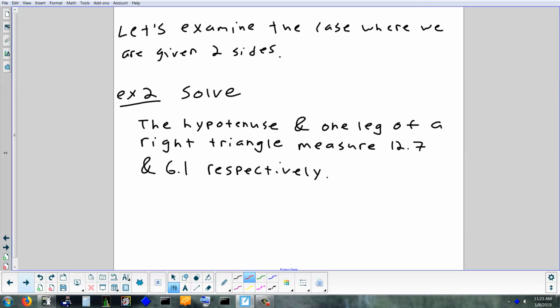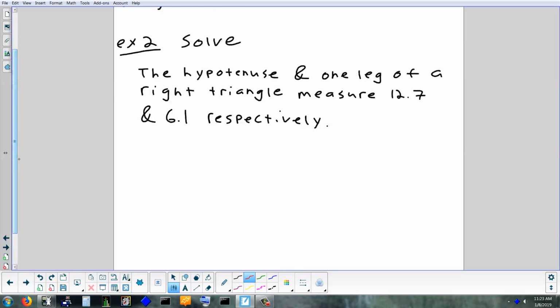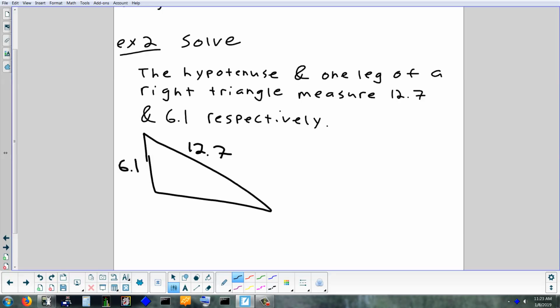The hypotenuse, if you give me 2 numbers and you say one of these 2 numbers is the hypotenuse, it's going to be the bigger one. Also, the way they say the word respectively at the end, they told you hypotenuse first and then the leg. So, either way. What they didn't tell me is which leg. Doesn't matter. Just put it as any leg you want. So 12.7, that definitely has to be the hypotenuse. But put the 6.1 anywhere you want. Doesn't matter.